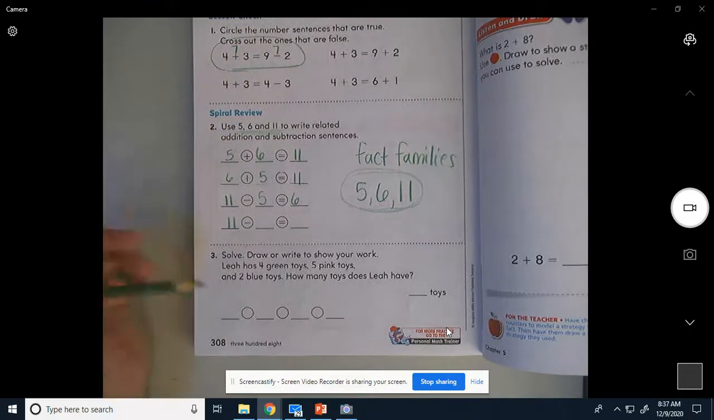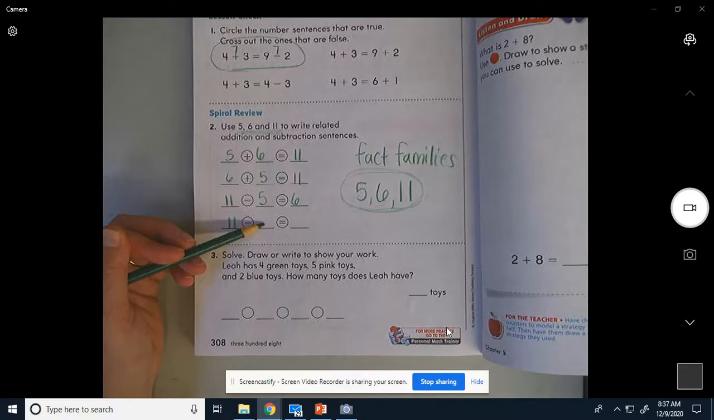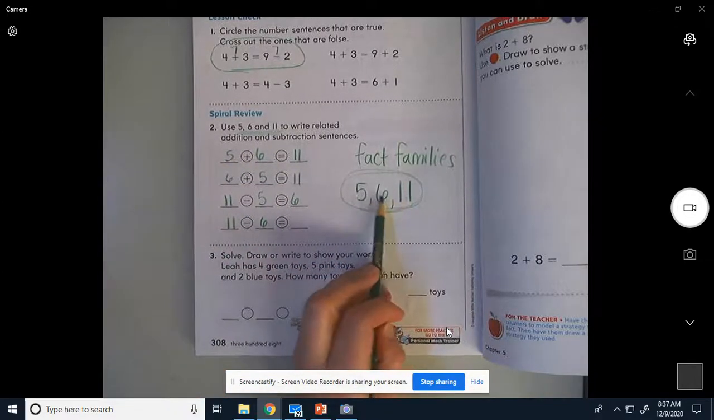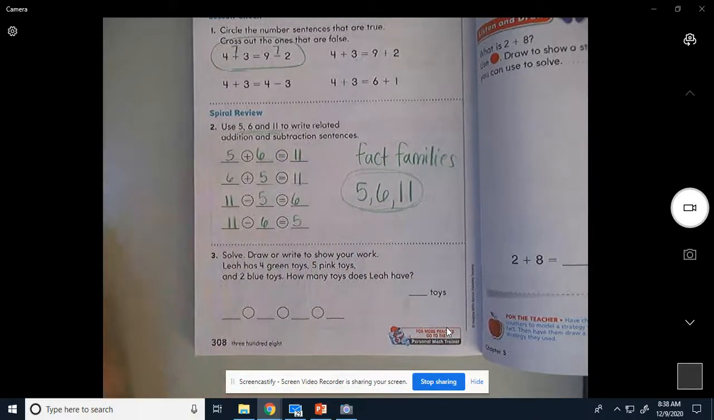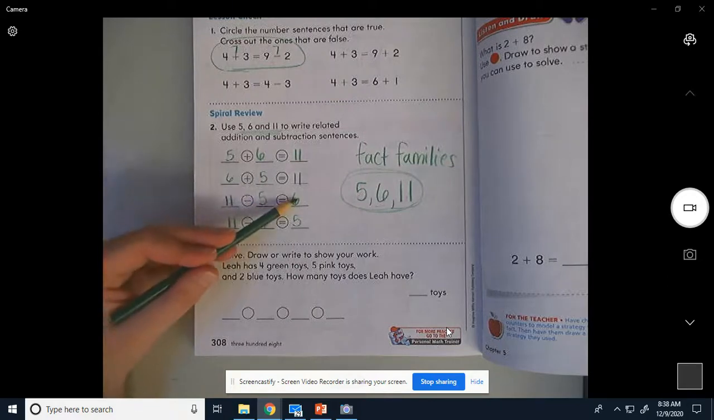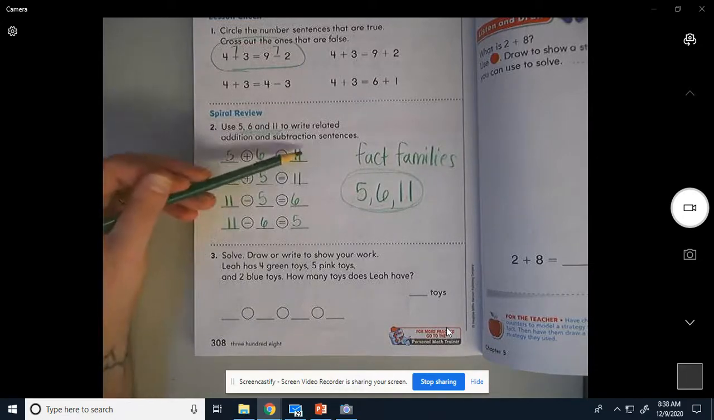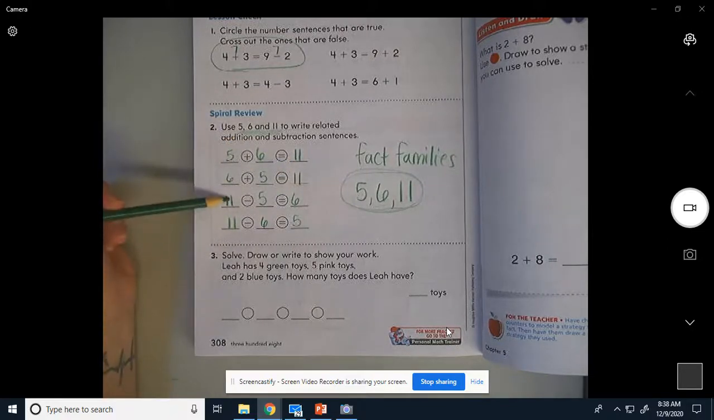Now, we've already used 11, and we've already used 5 as the next number, so which number do we need to use now that we haven't used yet? If you know, put it in. It is 6. And if we've already used 11 and 6, we need to use the 5 now. And we know that if 11 minus 5 equals 6, then 11 minus 6 also equals 5. How silly is that? So fact families, you use the same 3 numbers to make 4 different problems. 2 addition, 2 subtraction. Addition, the biggest number always goes last. Subtraction, the biggest number always goes first.